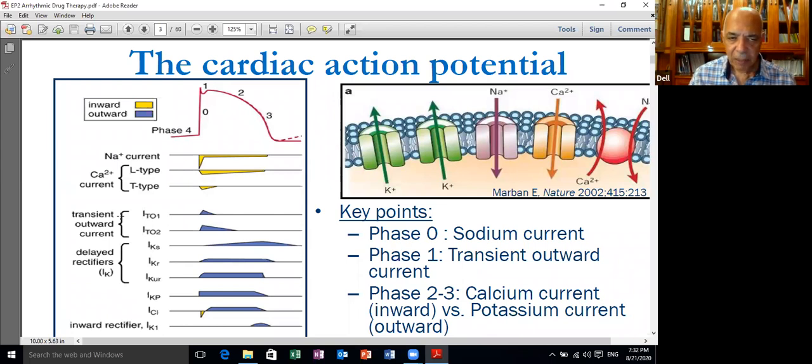The relation between voltage and the current is usually ohmic, meaning linear. But in the cardiac channels and in the nervous channels, in the muscle channels, it's curvilinear. It's not a linear relationship between voltage and current. At one point, there is no flow of the ions completely. This point is called the reversal potential.